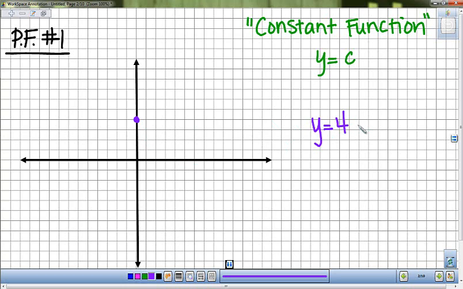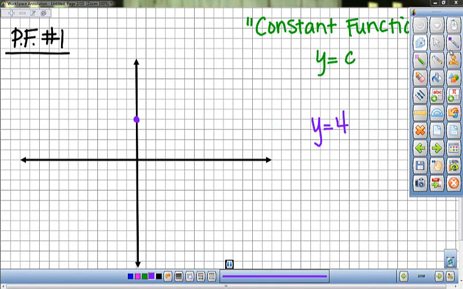Okay, there is no x, so there is no slope. It's a slope of 0. So then you can just draw your horizontal line through 4. And it would have arrows on both ends. It would go on forever.